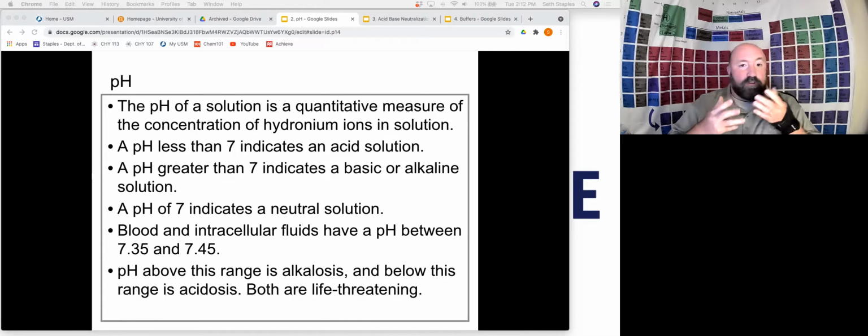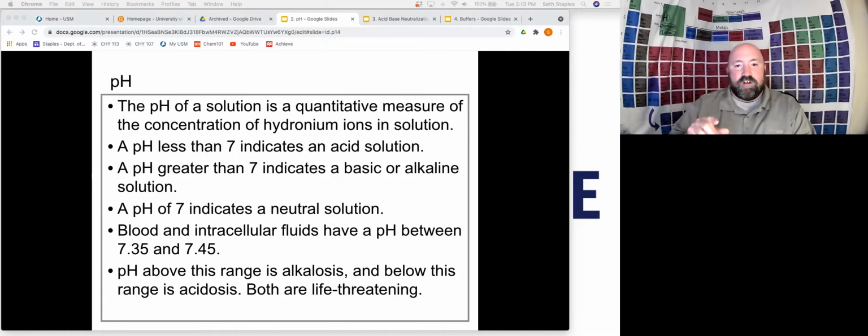The pH scale goes from 0 to 14. A pH that is less than 7 means that our solution is acidic. A pH greater than 7 means that it's a basic or an alkaline solution. A pH of 7 itself means that it's neutral.